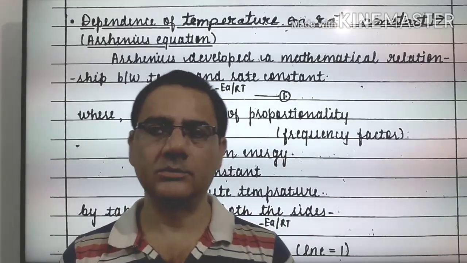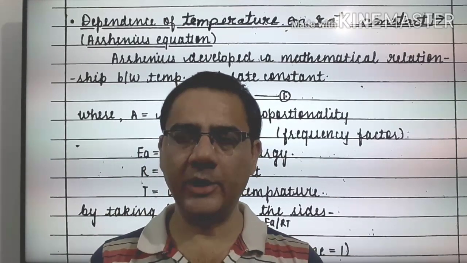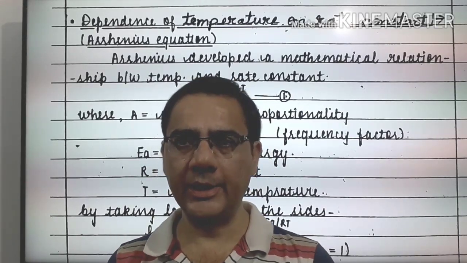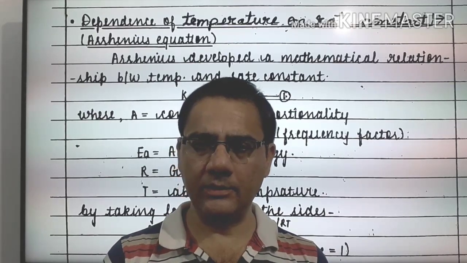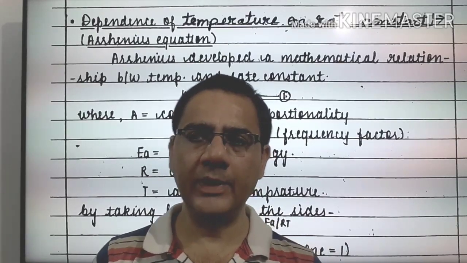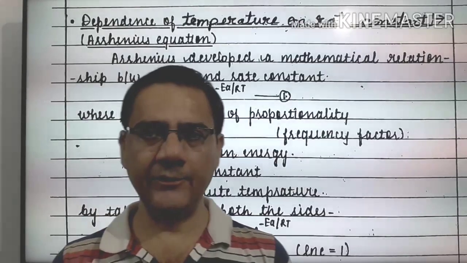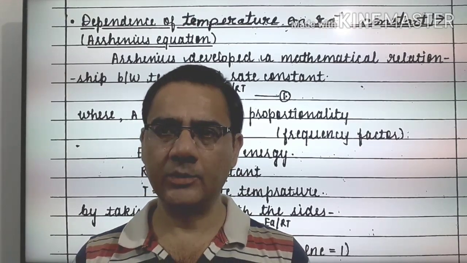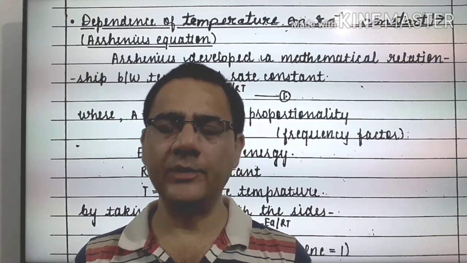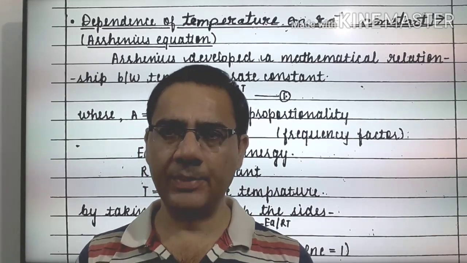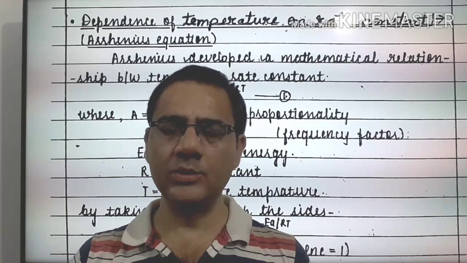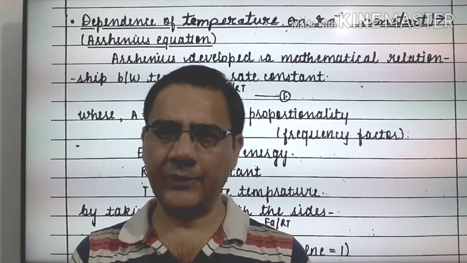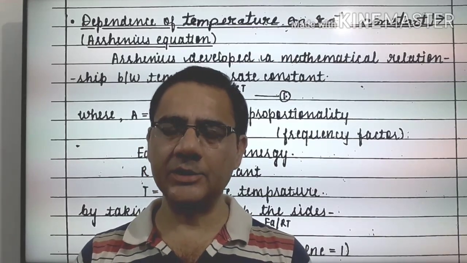Now we are taking the topic effect of temperature on rate constant as well as on rate of reaction. In the first video I told you, when a reaction occurs in the lab, there are various factors which are responsible to carry out the reaction. A few factors affect the rate of reaction, for example concentration, temperature, pressure. So whenever a reaction goes on in the lab, temperature, concentration, pressure, catalyst are the factors which affect the rate of reaction.